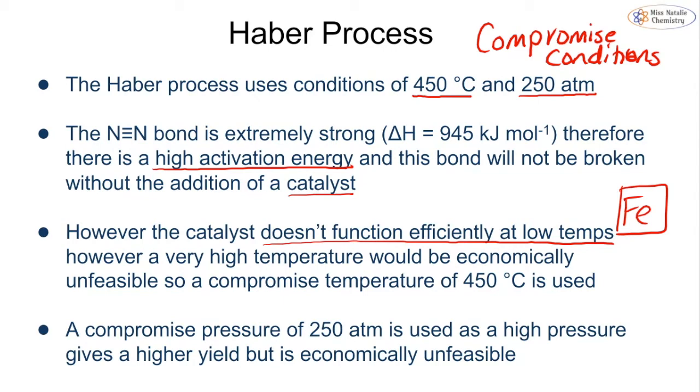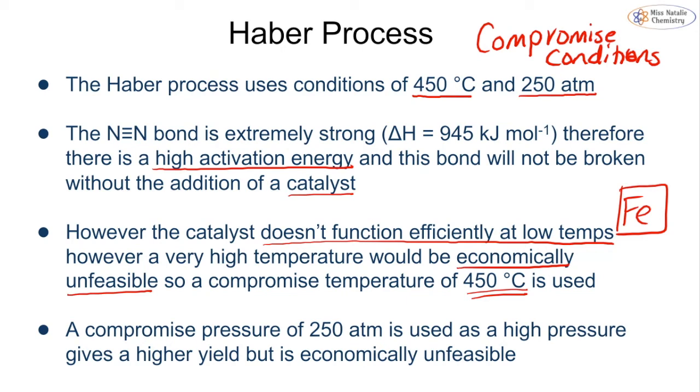The problem is, a very high temperature would be economically unfeasible. The energy costs that we require for a very high temperature are not going to be worth the money that they would make from making the ammonia. So what a company would do is they would use what's known as a compromised temperature. That's where you have a high enough temperature for your catalyst to function efficiently, but a low enough temperature to keep your energy costs down. And the compromised temperature they decided on was 450 degrees.